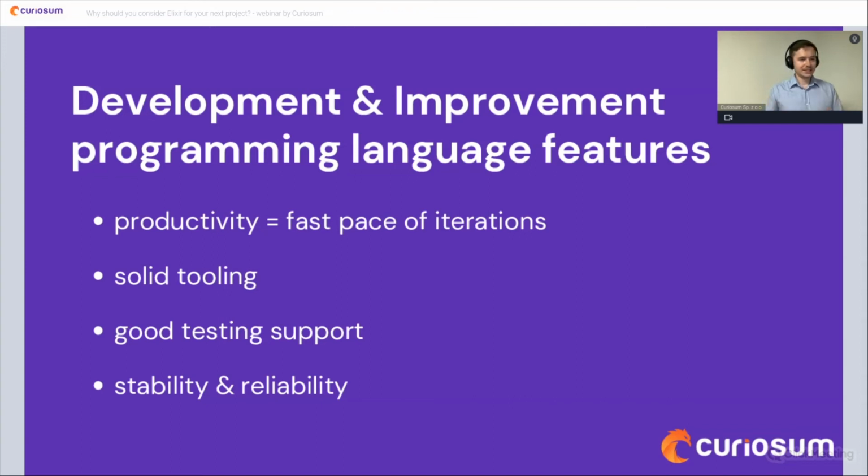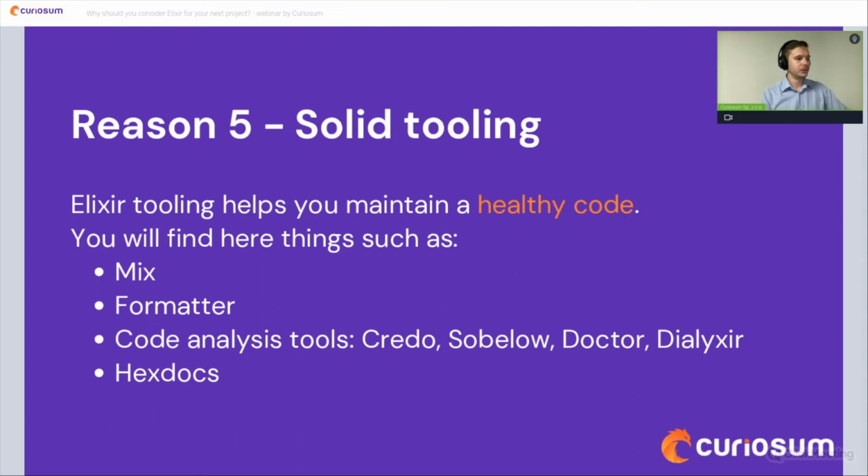Then we go to the next stage, which is the development and improvement stage. We had these four things that matter here when it comes to programming language features. I already told you a little bit about productivity and Elixir, so I'm going to skip it and go to solid tooling. Solid tooling helps you manage code in a way that is healthy. So Elixir tooling, yeah, it's very easy to have healthy code in Elixir if you choose the right tooling.